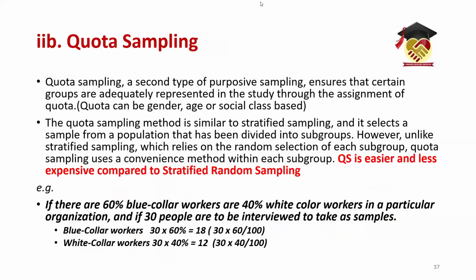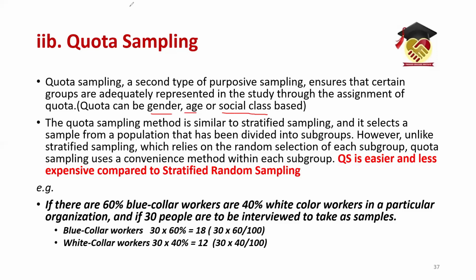Okay. Quota sampling. Quota sampling means, so this is very similar to stratified sampling. Very similar. Quota sampling means, again, you can see, the quota can be gender, age, social class. That means you are categorizing into some strata or categories: gender, age, social class, executive, non-executive, like that. And then you draw from them.